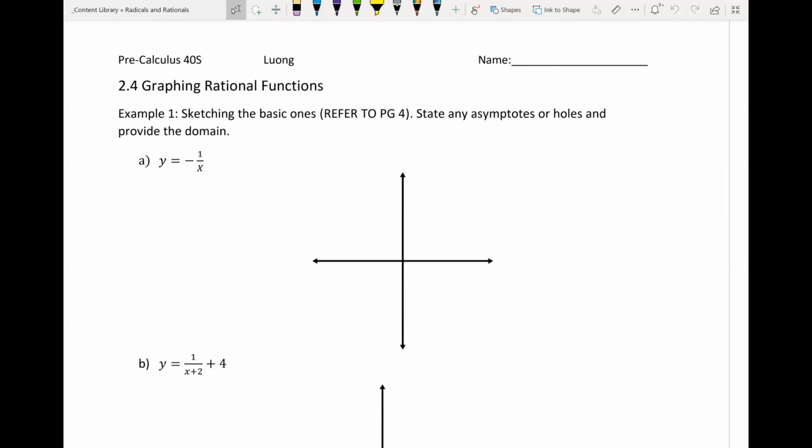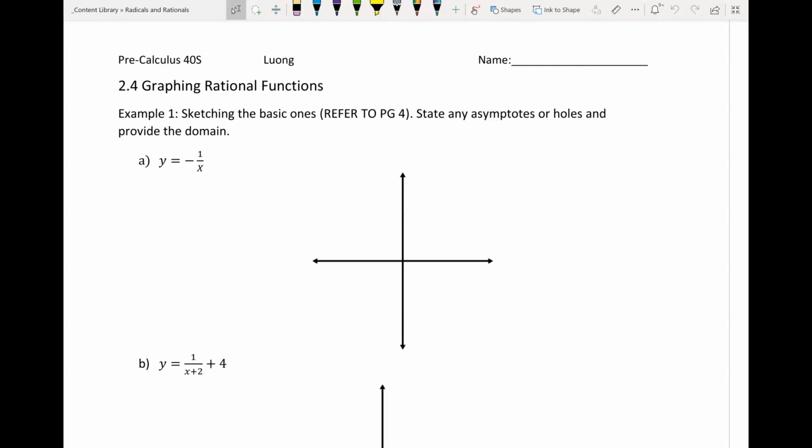Welcome to Graphing Rational Functions. Before I begin, I do want you to go back to page 4 and look at all those basic graphs again, because you will need to recognize them in order to draw the graphs that we're going to do in this lesson. So go ahead and take a look, refer back to page 4 and look at the different names of those graphs, like the two-piece graph, the anthill, the three-piece graph, the hole in the graph, the volcano, and so on.